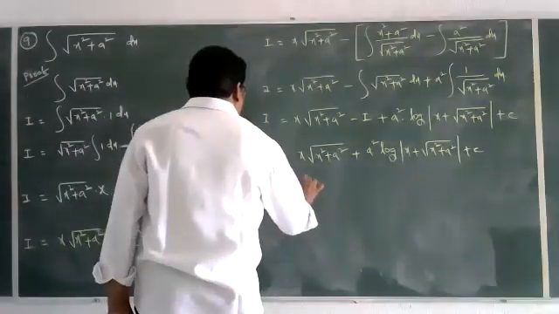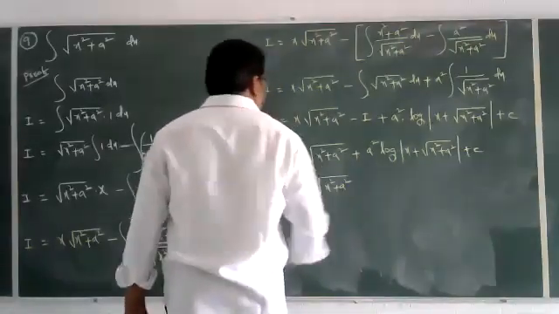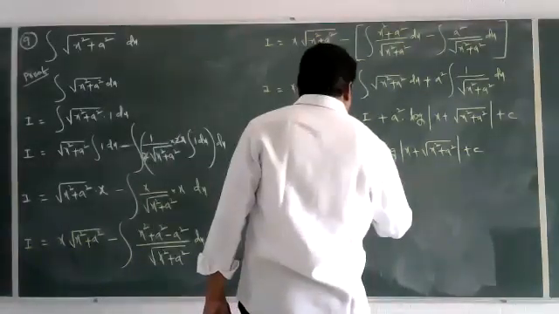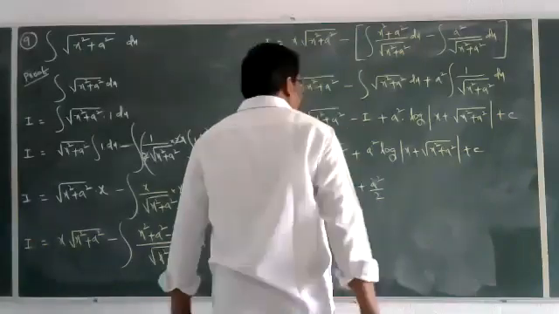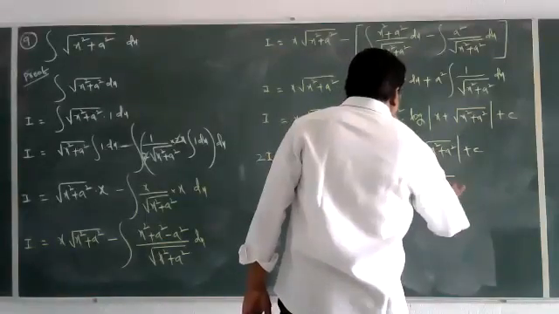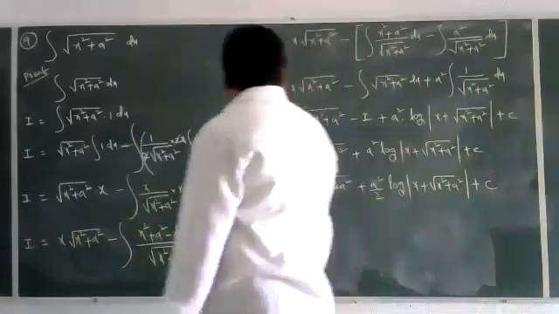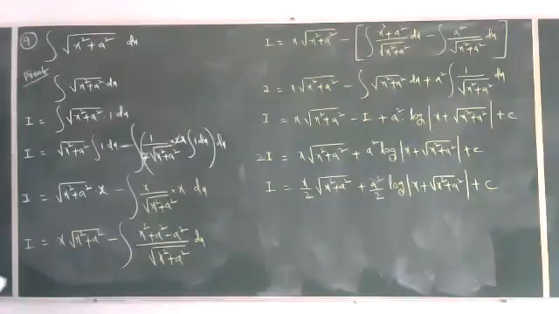That is, I is equal to x by 2 into root of x square plus a square plus a square by 2 into log mod x plus root of x square plus a square plus c by 2, which is c, again an arbitrary constant. This is also one of the formulas. You can practice this formula also.